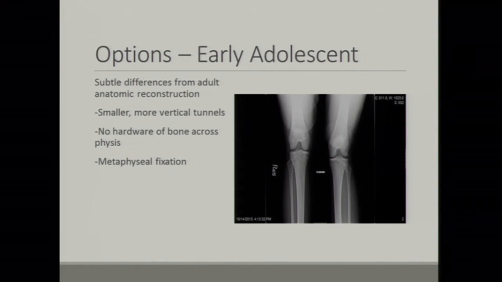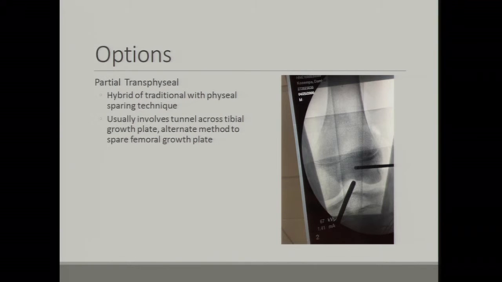So the differences are subtle when you talk about early and into late adolescence. And I think these state the same points as the last slide. I think a very valid option, especially for younger adolescents of 12, 13 into 14-year-olds, is a hybrid technique where you're drilling across the tibial physis with small vertical tunnels, not fixing across that growth plate, and then keeping the femoral tunnel and femoral fixation all epiphyseal, so all within the area of the bone distal to the growth plate.